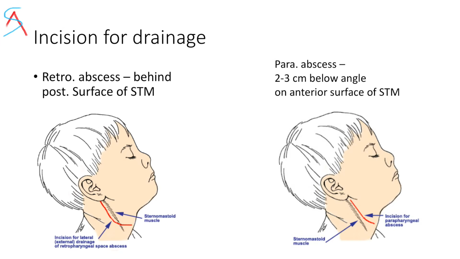Most of the questions the examiner may ask you, how do you drain a retropharyngeal abscess? Retropharyngeal abscess is generally drained by making an incision on the posterior surface of sternomastoid muscle. While for the parapharyngeal abscess, we make an incision 2 or 3 cm below the angle, which is on the anterior surface of sternocleidomastoid muscle.